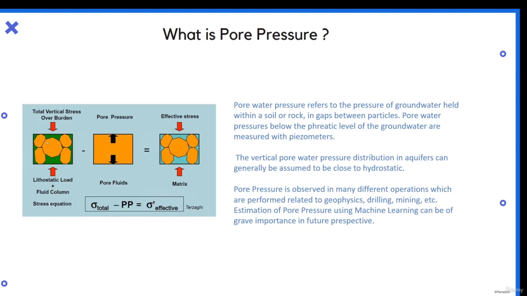Now this was all a little knowledge about pore pressure, so that you know what you are doing in the project and how it will help. Estimation of pore pressure using machine learning can be of great importance in the future. As I said, pore pressure is a very important phenomenon when you go for drilling or any on-site activity. If you are able to predict it, it will be a great help in all of the different activities. We'll be doing the same using machine learning in the coming sections.